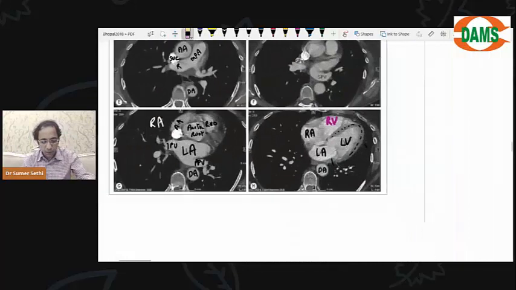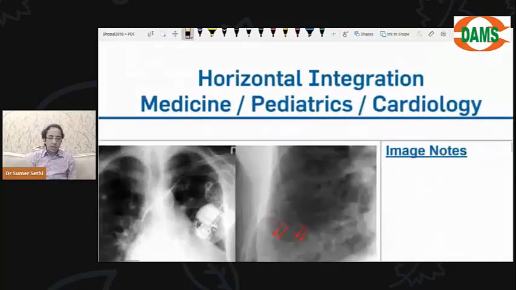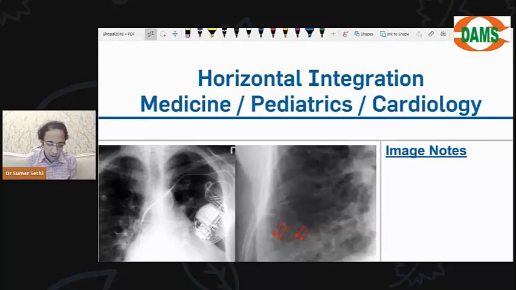Okay. Now we come to today's class. The goal of today's class, in the first half, I want to cover how we see cardiac diseases, both adult and pediatric cardiac diseases, on a chest x-ray. Okay, this is my goal for today.